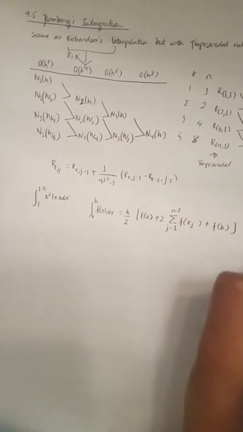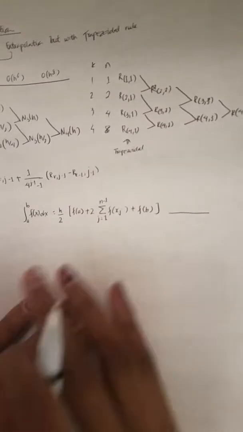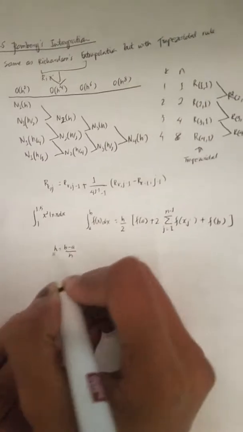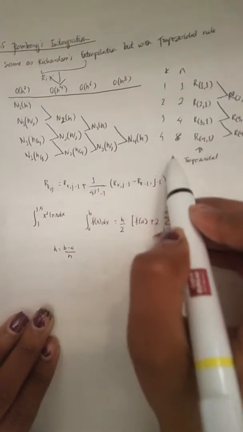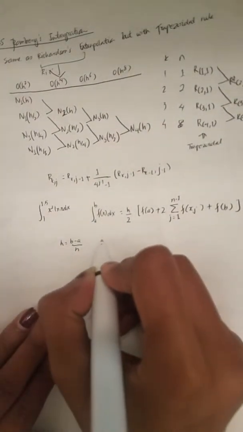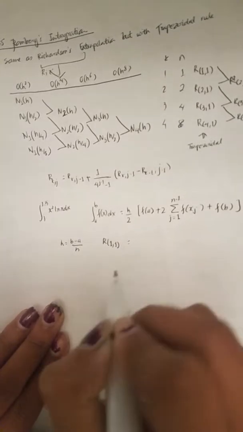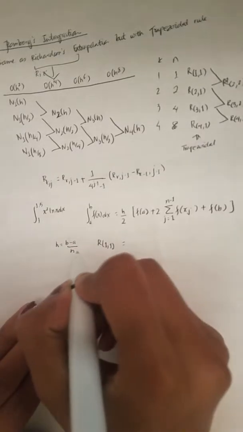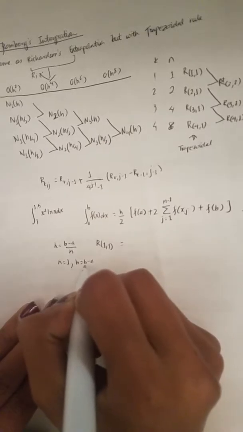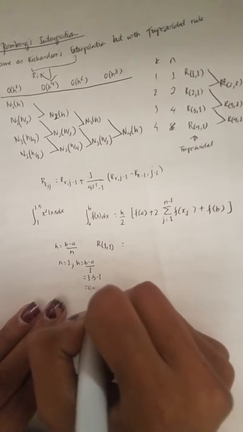our trapezoidal rule was that it equals h over 2 times f of a plus 2 times the sum, and then there is an error term after that you don't have to worry about. And if you remember, h was (b minus a) over n. And if you see here, our n is changing: 1, 2, 4, 8. So for our R11, our n is 1, so h will be (b minus a) over 1, which is simply b minus a, which is 1.5 minus 1, which is 0.5.